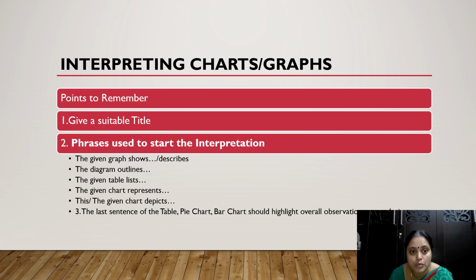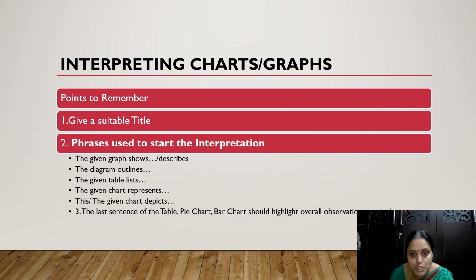First, I would like to tell you the points that you should remember while interpreting charts and graphs. The first important thing is to look at the chart given, observe it and give a suitable title. For example, if the flow chart describes the process of making cement, your title should be the process involved in making cement. The second important thing is the phrases used to start the interpretation, that is, the first line of your interpretation. You can use the following sentences as starting phrases in your interpretation.